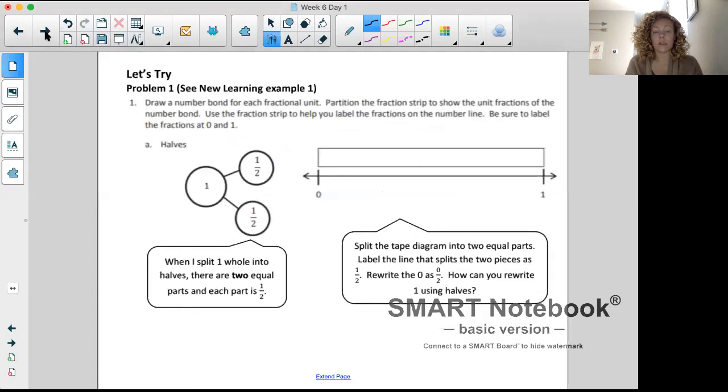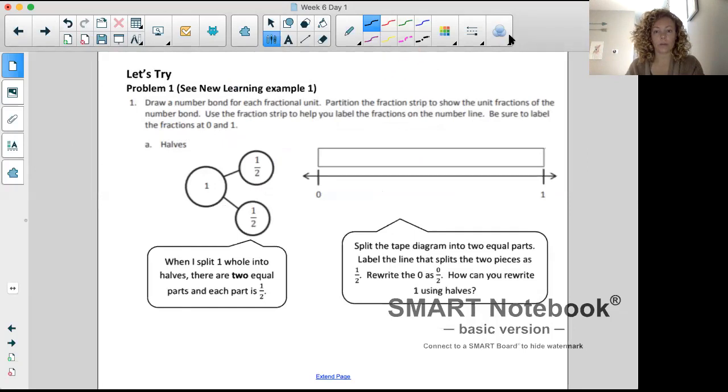Let's go ahead and look at number one that we're going to do together, okay? You can always look back to that sample we were just looking at in your packet because it will help you. We just have different fractions that we're working on in each one, but it's the exact same setup for everything. So here we're looking at halves.